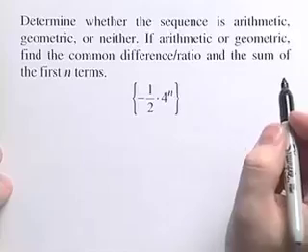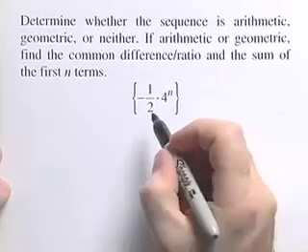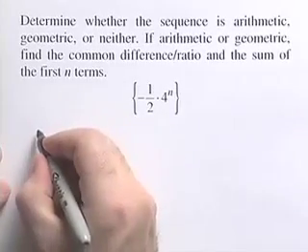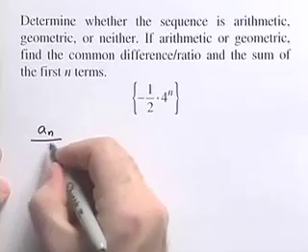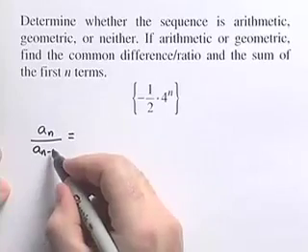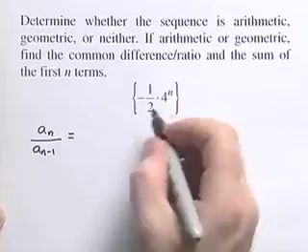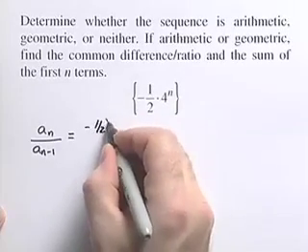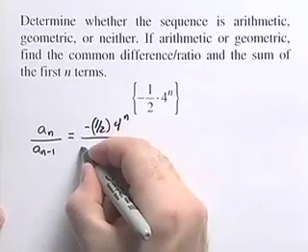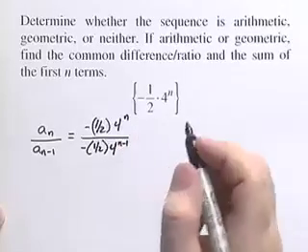We suspect it could be geometric because this kind of has a form of what a geometric sequence might look like. To check that, we're going to look at the ratio of consecutive terms. So we want to find the ratio a sub n divided by a sub n minus 1. So the nth term divided by the n minus first term. This is a sub n that we're given here, so we'll have negative 1/2 times 4 to the nth power. That will be divided by negative 1/2 times 4 to the n minus 1 power.